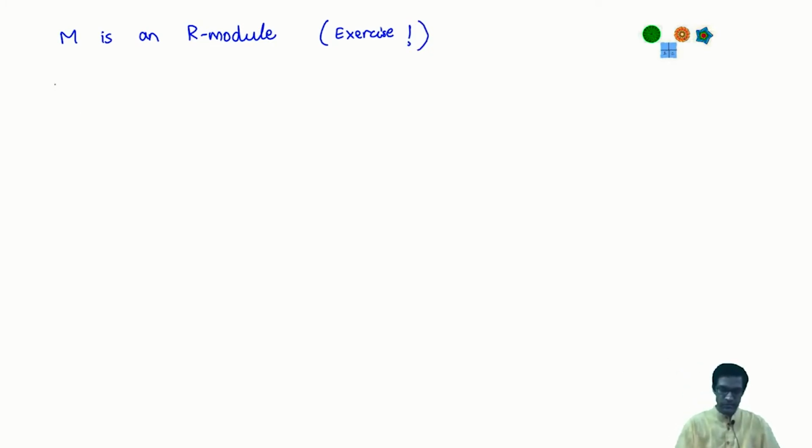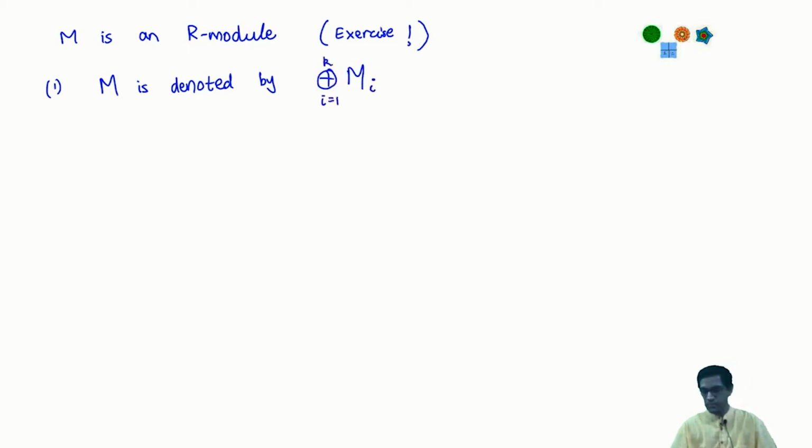Now this is called the direct sum. Here are some remarks. M is called the direct sum of the Mi's and is usually denoted by the direct sum symbol. This is the usual notation for the direct sum of Mi, i ranging from 1 to k.